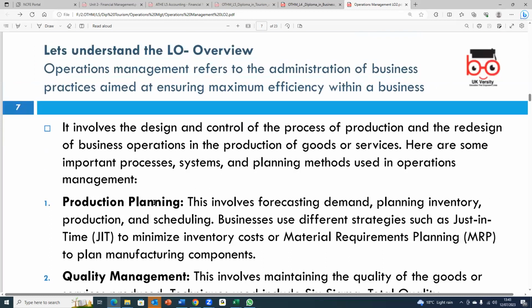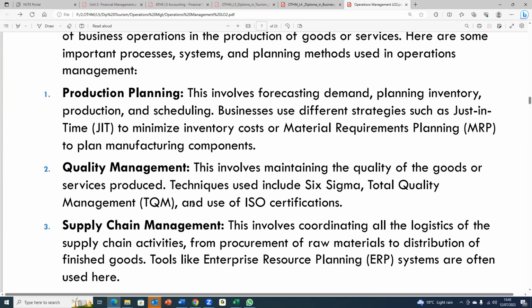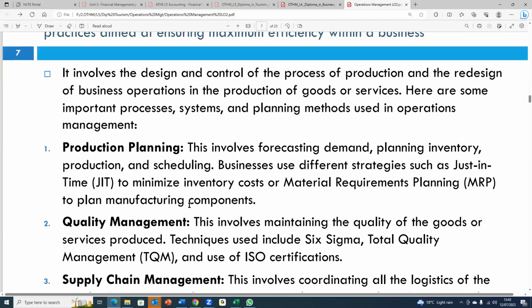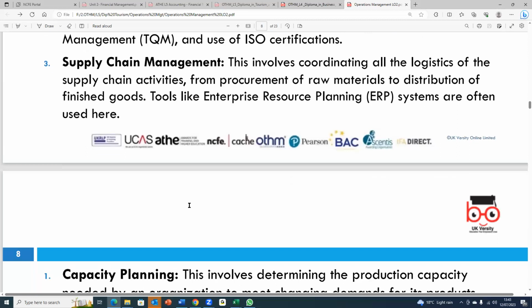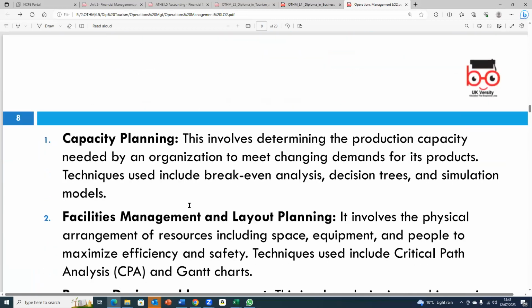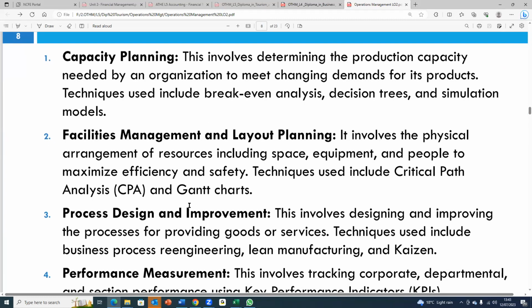You can use different software, different planning tools, and different systems. We talked about production planning like JIT or material requirement planning. You can use total quality management. We looked at IT, supply systems, material requirement planning, and critical path analysis. These are some of the techniques you can use for planning your facilities management and so on.